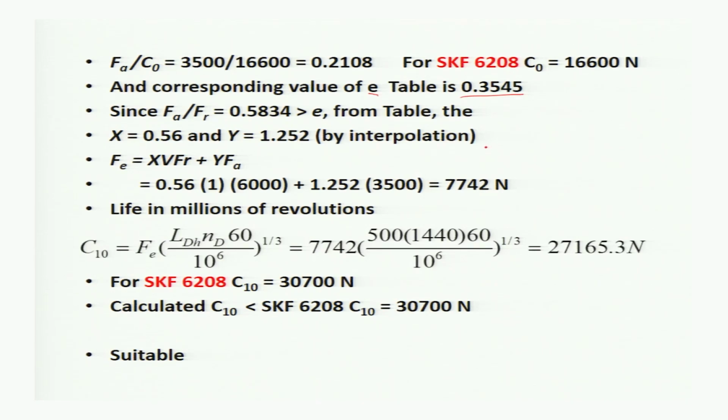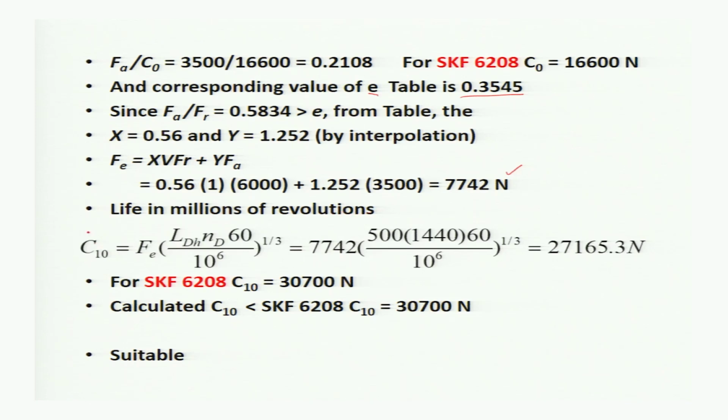Knowing this X and Y, and taking the race factor, with the inner race rotating, V will become equal to 1. So the equivalent dynamic load is obtained as this one. Why have we obtained the equivalent dynamic load? Because there is a radial load and an axial load on the bearing. So we have to find the equivalent dynamic load, or the equivalent radial load or hypothetical radial load, which is equal to Fe.